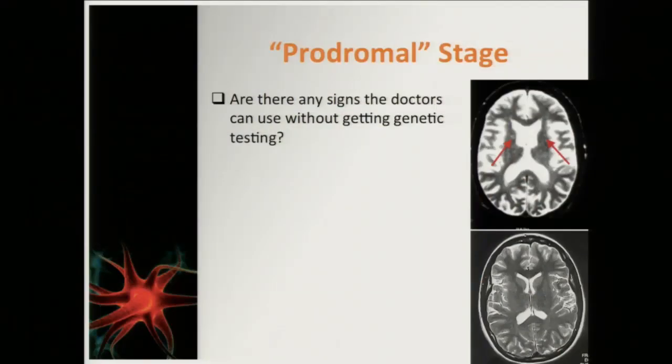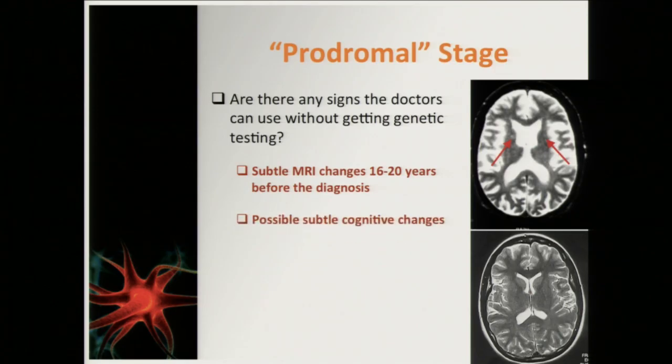So are there any signs that we can learn about? Is there anything we can identify that maybe we can use earlier without genetic testing? Well, a lot of people have looked at the MRIs. And what we can see here is there is a lot of brain tissue right around here. This is what we call the head of the caudate. However, in a patient with Huntington's disease, even in the prodromal stage, we may see that this area is much, much thinner. So it is a possible thing to take a look at. And these changes can happen sometimes 16 to 20 years before the diagnosis.